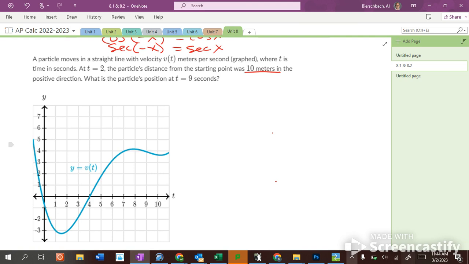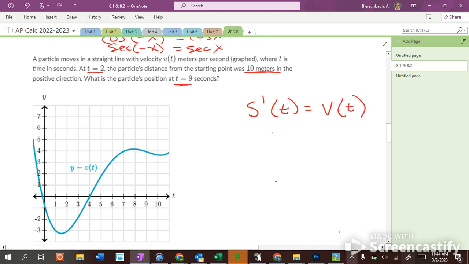So it's 10 meters in the positive direction, and then at t equals 2, it's 10 meters in the positive direction. What's the particle's position at 9 seconds? Now, if you remember, the first derivative of position equals what? What's the first derivative of position? The velocity. So if we have the velocity and we want to get to position, we're going to have to integrate to get to position.